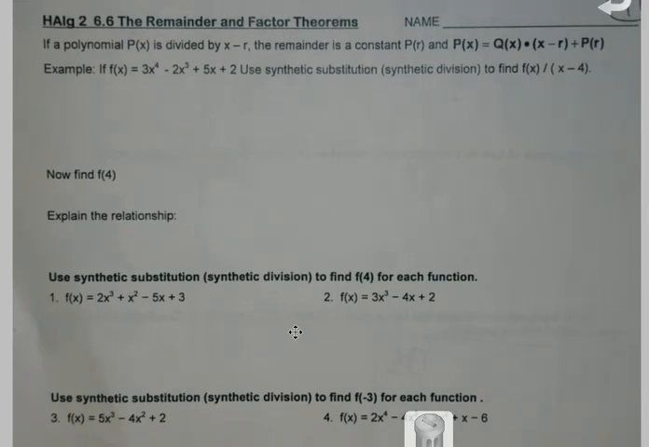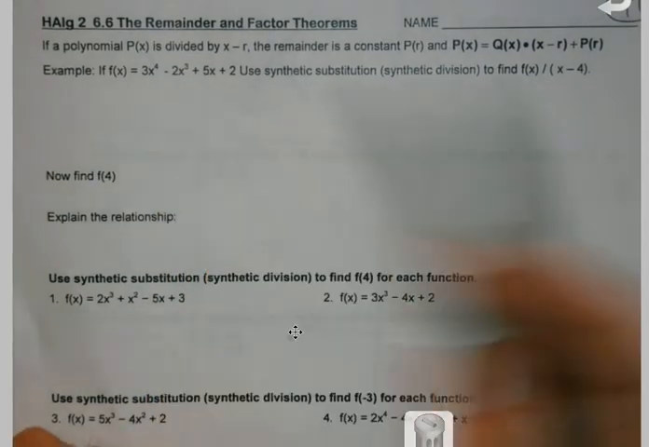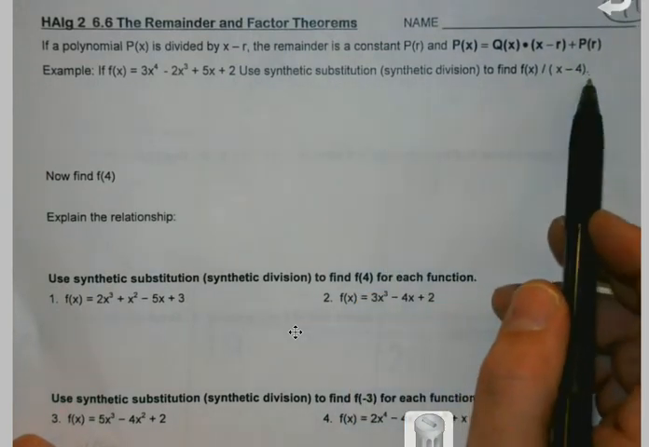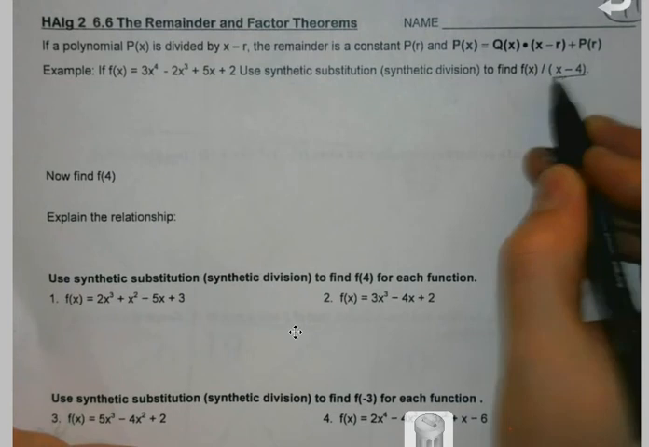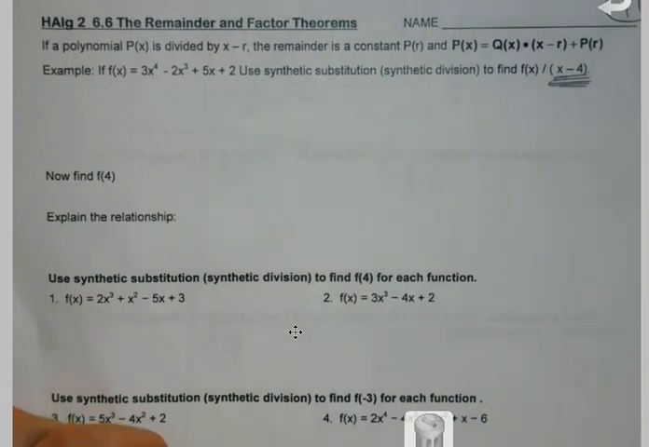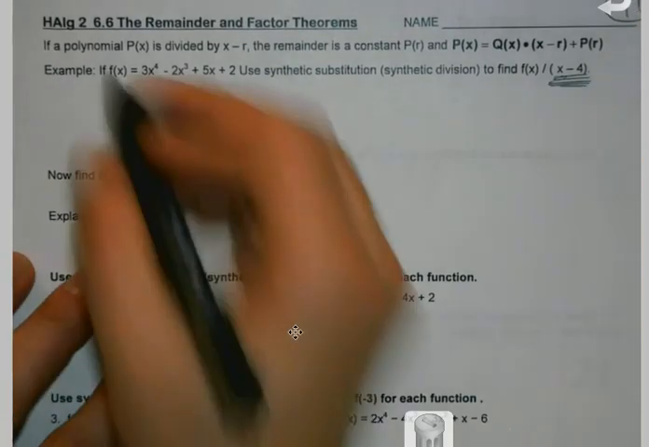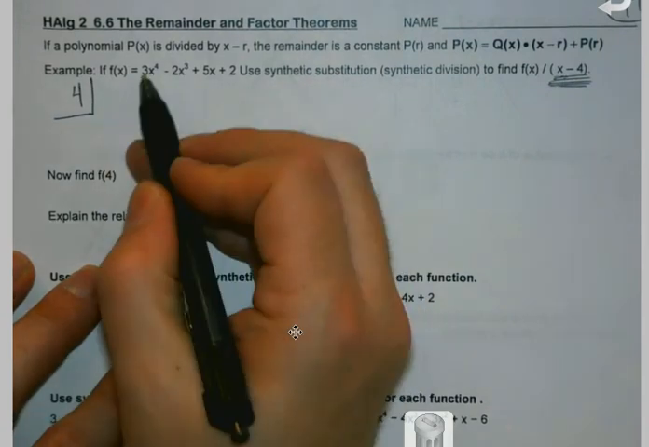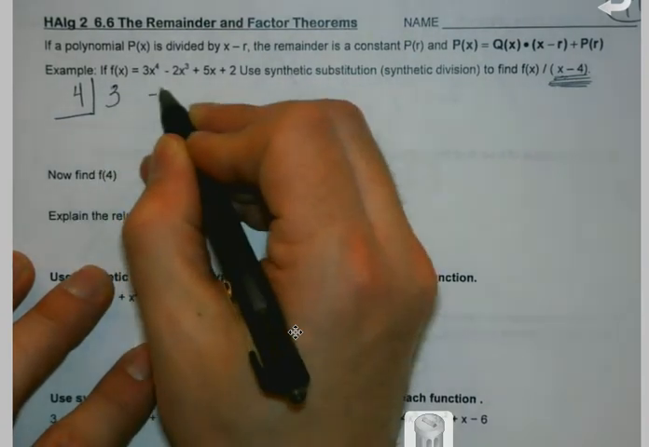So we're going to talk a little bit today about how we can use synthetic division to help us do a little bit more as far as factoring goes and finding solutions. So for instance, if we're given a function and asked to use synthetic substitution or division to find f of x divided by x minus 4, remember, if you're given a binomial term to divide by and you're using synthetic division, you have to change the sign on this. So once you do that, then you're just going to use the coefficients.